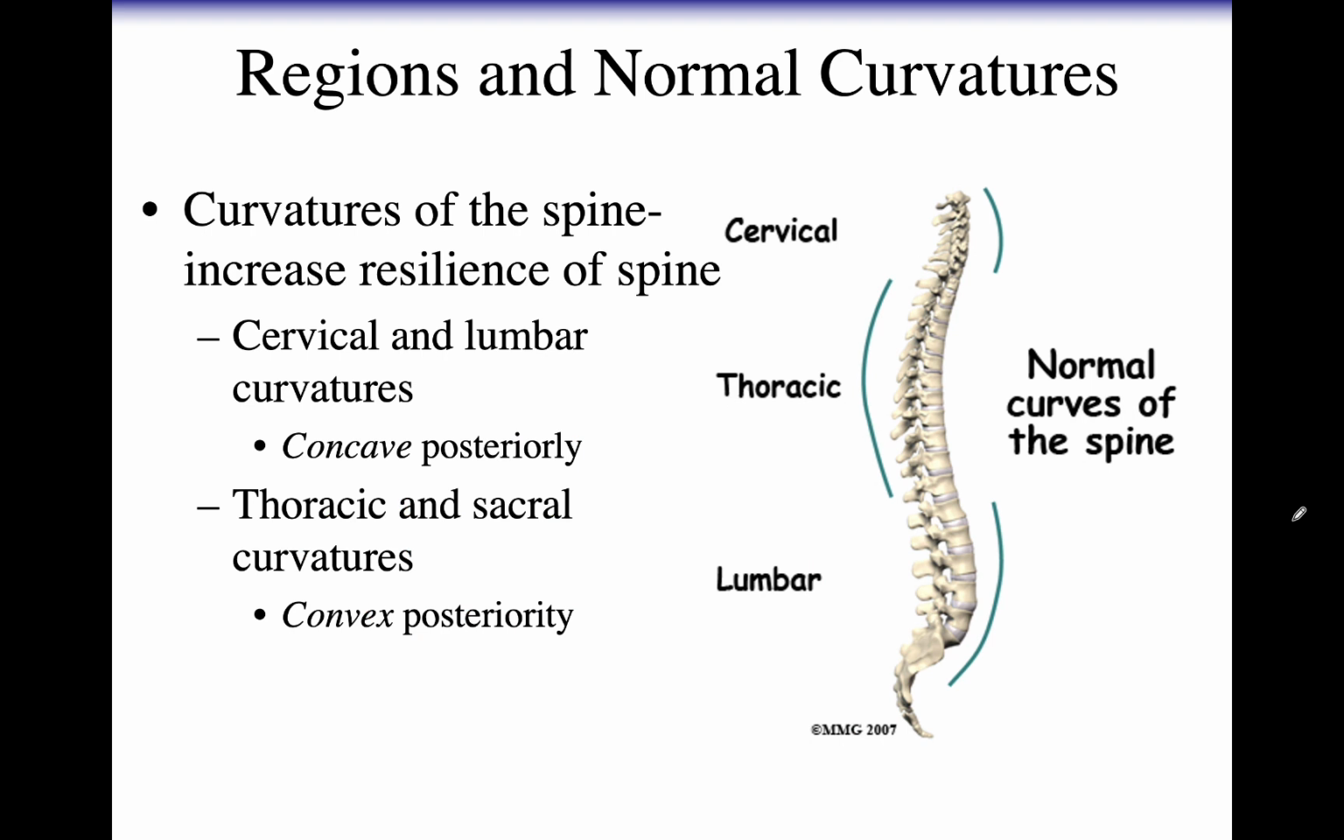We already went over this, but we'll go over it again. The curvatures are important. The cervical is going to be concave, the lumbar is concave, thoracic is convex, and the coccyx and sacrum are convex.